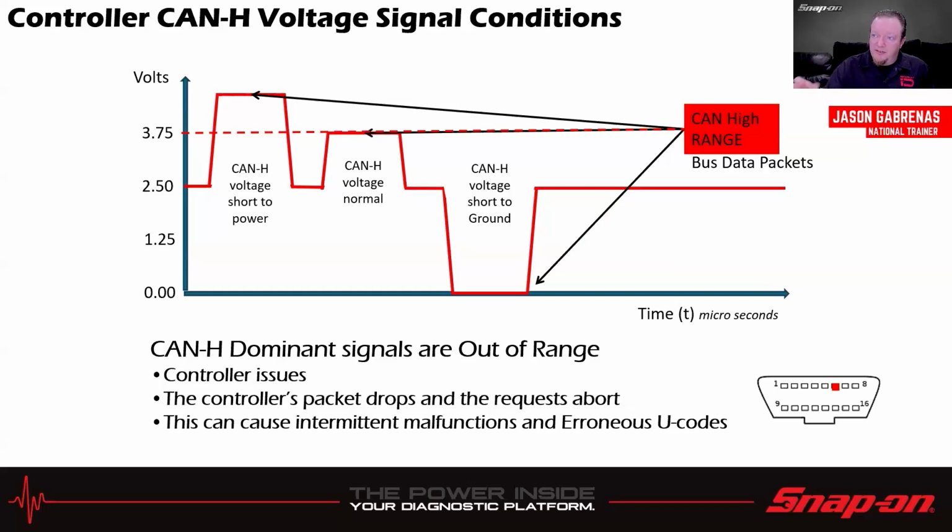So a couple different scenarios we could have. If the voltage on the high side is short to power, it'd be up above that 3.75 volts. If it's normal, it would be at the 3.75. And if it's short to ground, it'd be down here on the bottom at 0.